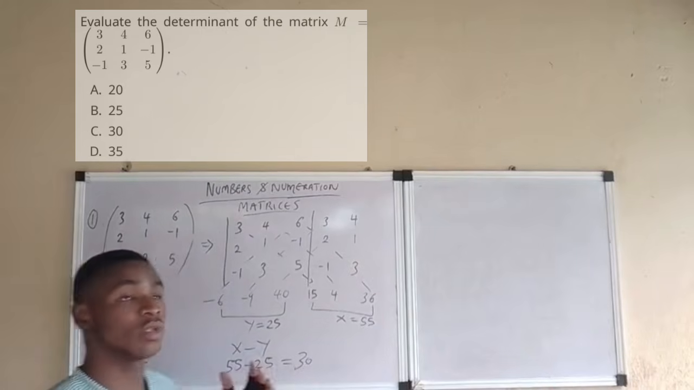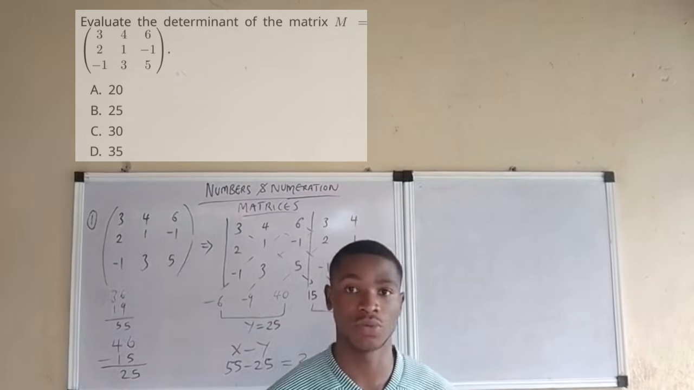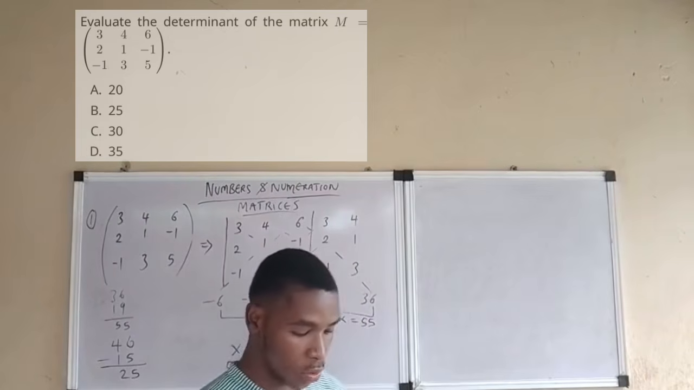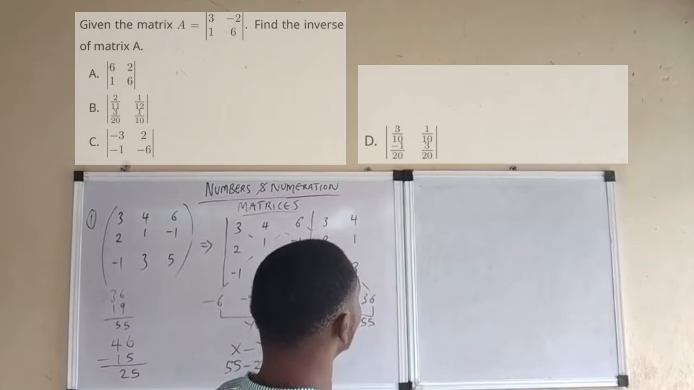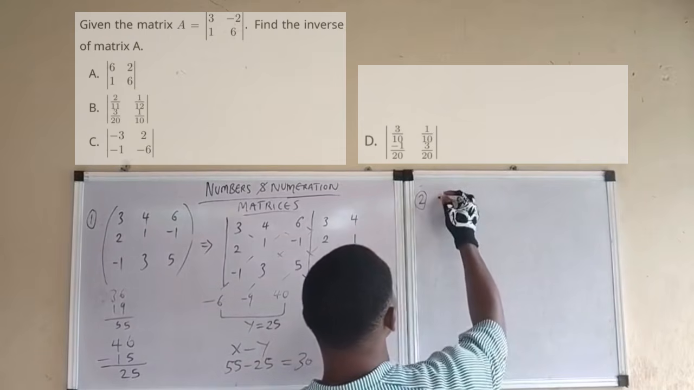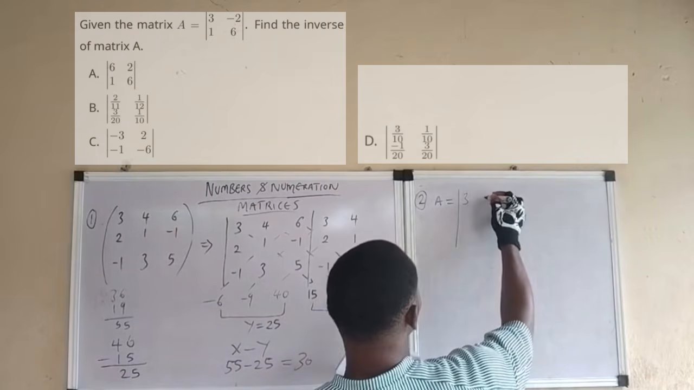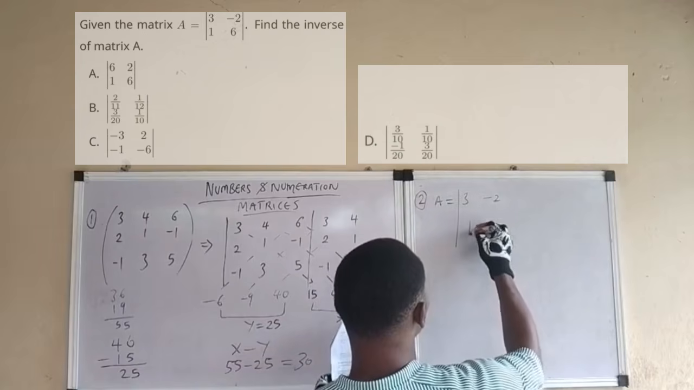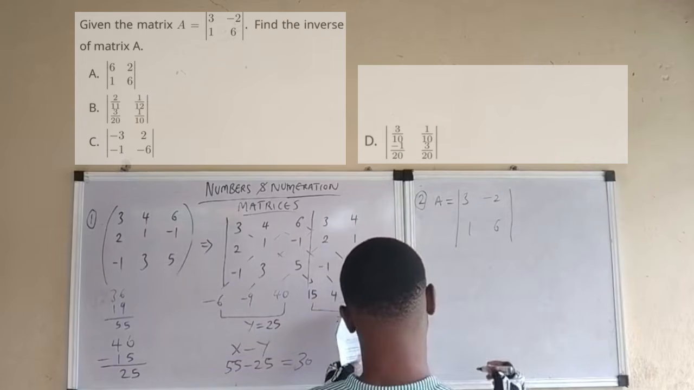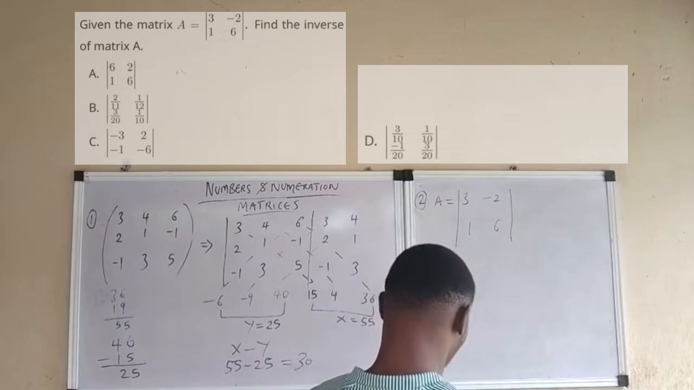So this rule is known as Sarrus's rule. This is how you solve a matrix question using Sarrus's rule. All right? Now let's solve the second question. Now in the second question, we have a matrix A, 3, minus 2, 1, and 6. All right? And we're asked to find the inverse of matrix A.